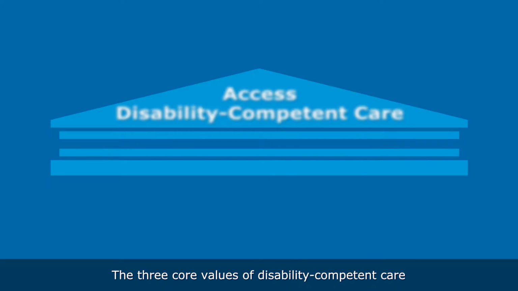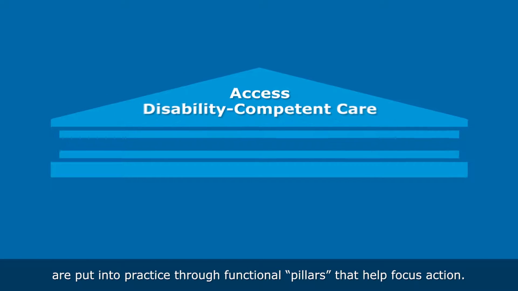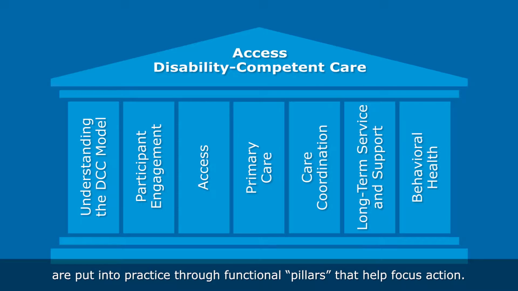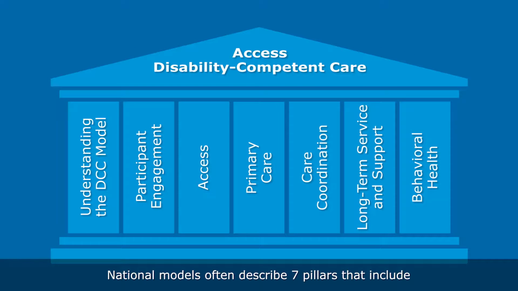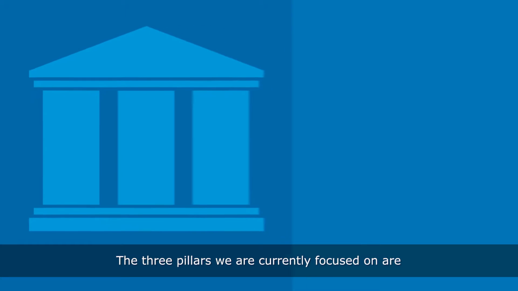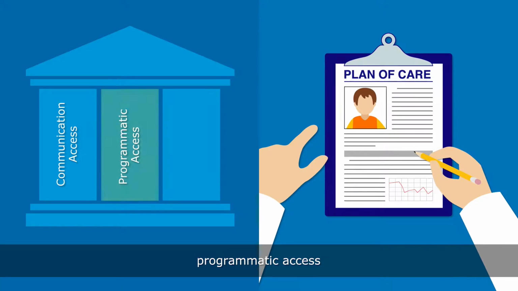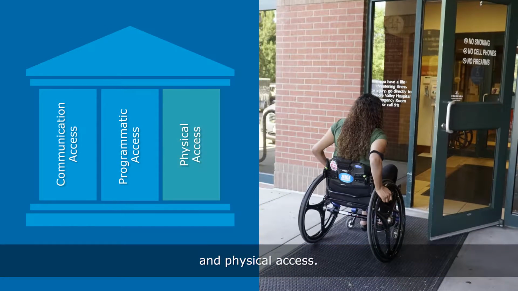The three core values of disability competent care are put into practice through functional pillars that help focus action. National models often describe 7 pillars that include concepts about care coordination, long-term supports, and behavioral health. However, currently, here in Colorado, we are focused on 3 functional pillars that relate to access. The 3 pillars we are currently focused on are communication access, programmatic access, and physical access.